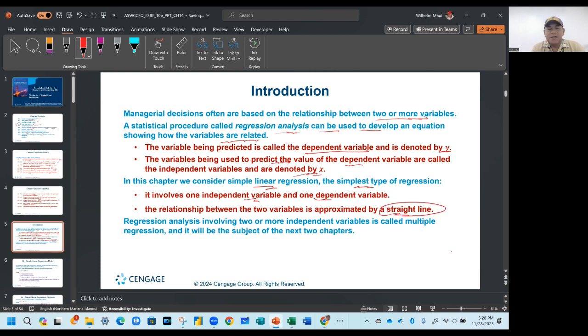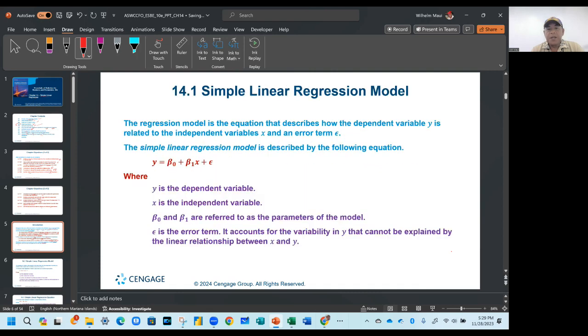Here's the linear. Regression analysis that involves two or more independent variables would be called multiple regression, which is the topic covered in chapter 15. Okay, so the model. How does the model look? Here's the specification of this model. The regression model is the equation that describes how the dependent variable y is related to your independent variable x, with the error term. That error term is a significant one.